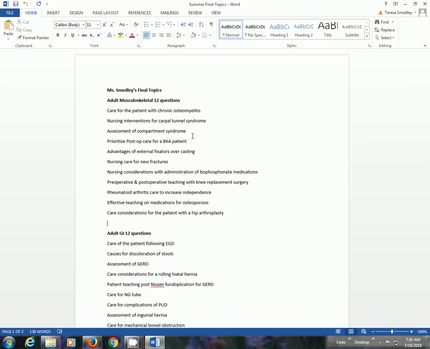Prioritize post-op care for the below-the-knee amputated patient. Especially, make sure that you are well familiar with how to assess that residual limb. What are the advantages of a fixator over cast for the patient? Such as they ambulate earlier, they can bear more weight, that type of thing.